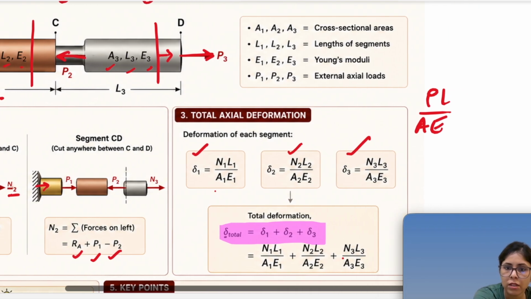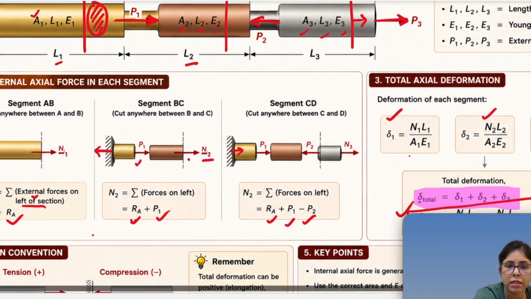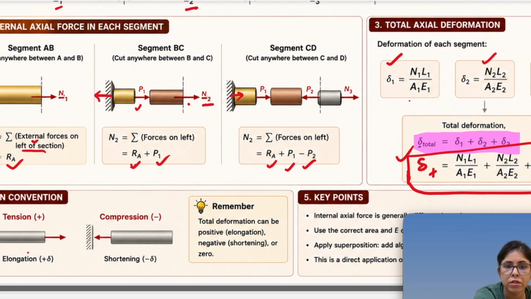So I'll add all three, and this is the final answer, delta total, right? So this is how we calculate the deformation in stepped bars. Now let's see some sign conventions. Tension is positive, compression is negative. Okay, so total deformation can be positive, elongation, or it can be negative.